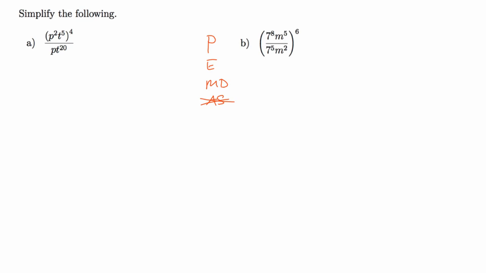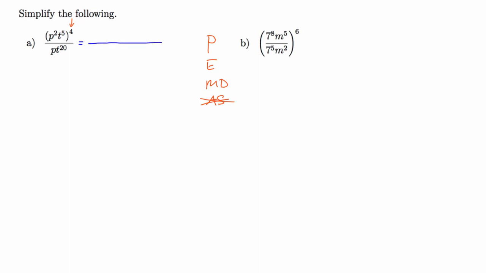In part A, we have the quantity p squared t to the fifth in parentheses raised to the fourth power divided by p times t to the 20th. Order of operations says I should do what's in the parentheses first, but since that's p squared t to the fifth and they have different bases, I cannot do anything inside the parentheses. So the next thing order of operations says is to take care of the exponent. In this case, that outer exponent of 4.